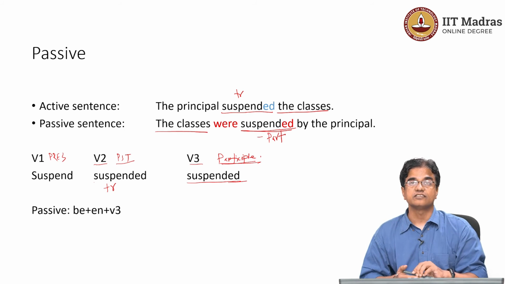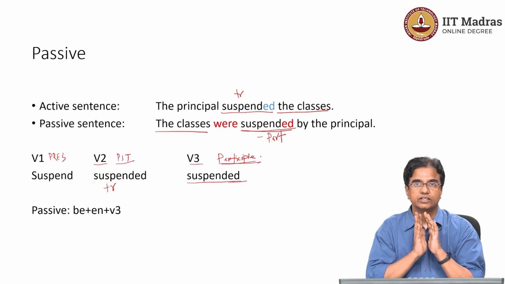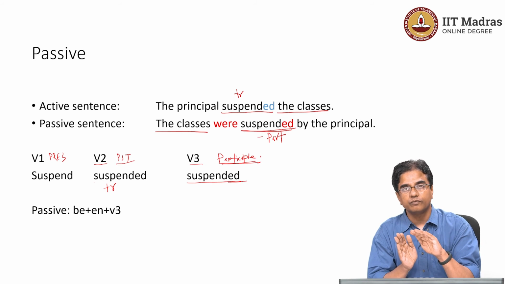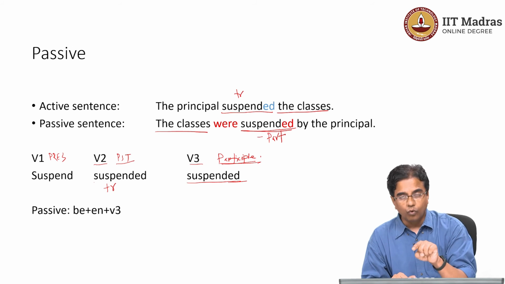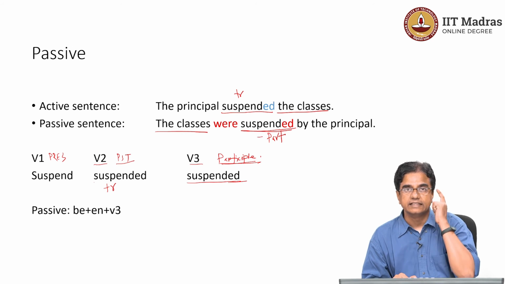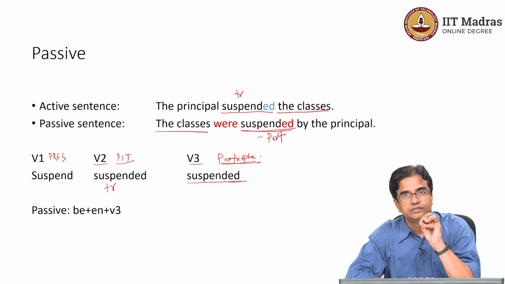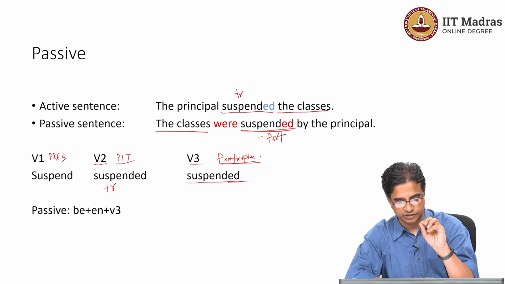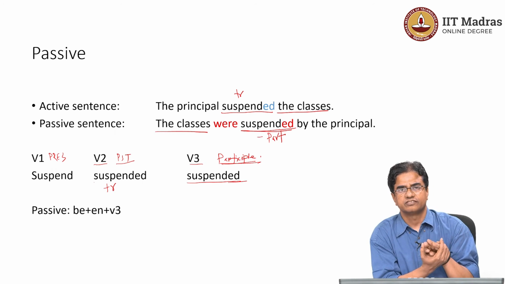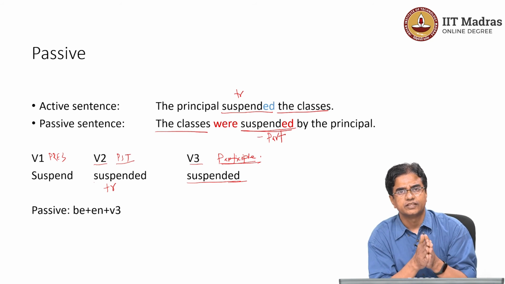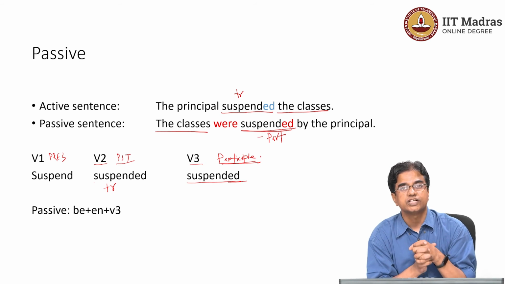This is the construction. This is what we need to know about construction. What I want to connect here with what I started is that all this information is there in our mind. This is how we learn. In our mind, there is no confusion that classes has become a subject. It is the subject because the passive verb suspended in this passive sentence cannot take an object.